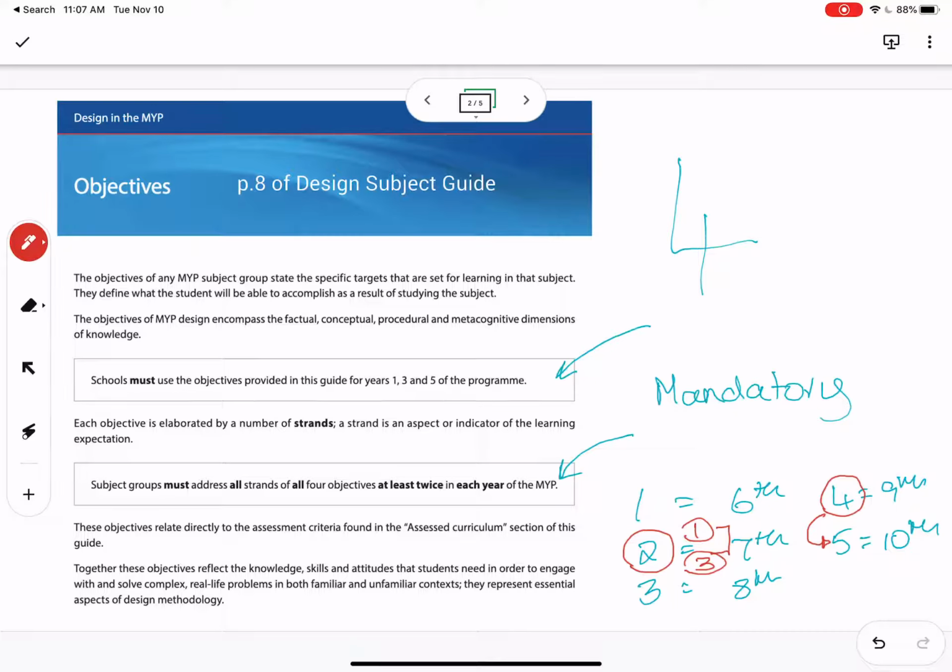The second rectangle points out that subject groups must address all strands in all 4 objectives at least twice in each year of the MYP. That shows growth. So as you articulate the strands for assessment, you will be aligning your assessment along the descriptor levels, more to come on that, in order to see how a student is progressing in the objectives of the MYP and in this case in design.